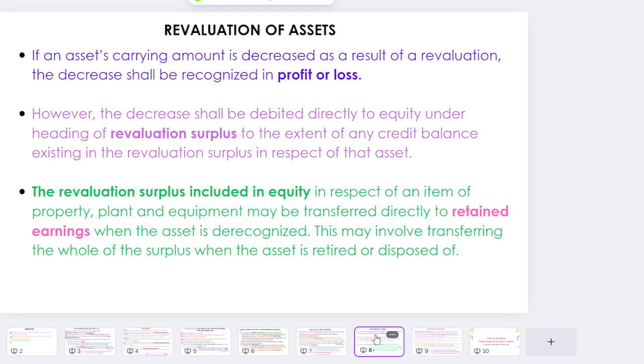Okay, now revaluation of assets is very important, friends, because when doing revaluation we also have to take care of the concept of depreciation, right? When your land and building value has appreciated, then we know that it would positively affect your return earnings, right? This is all about your revaluation part, friends.